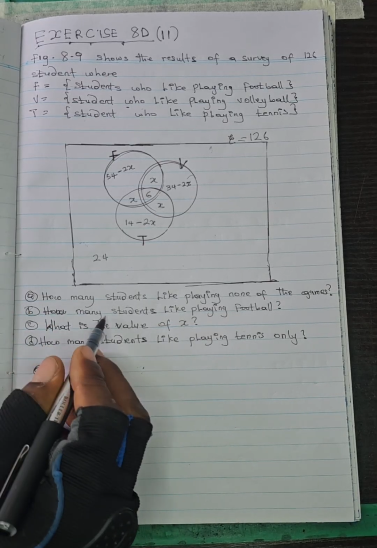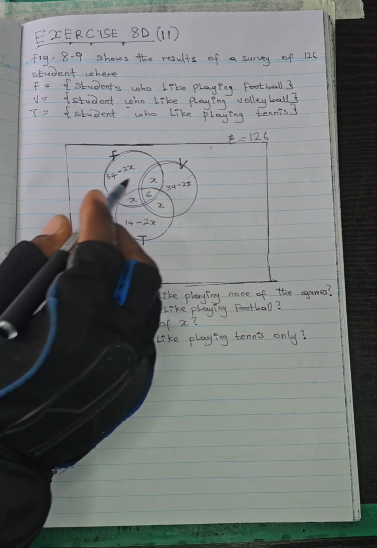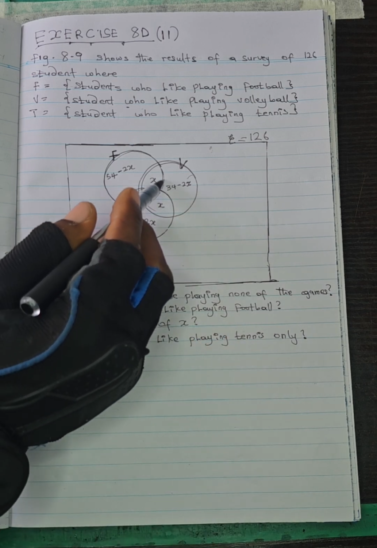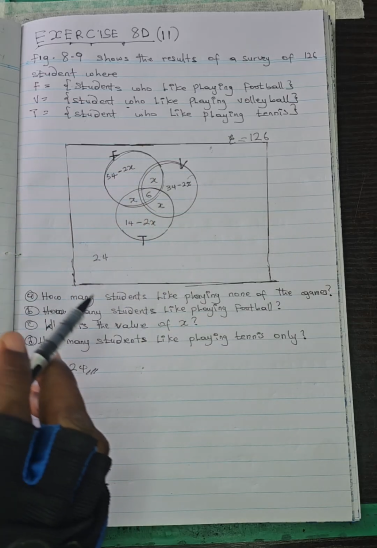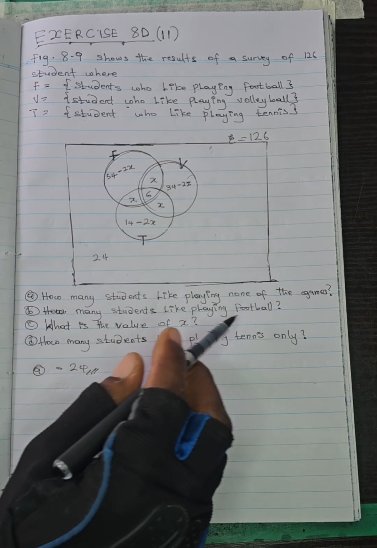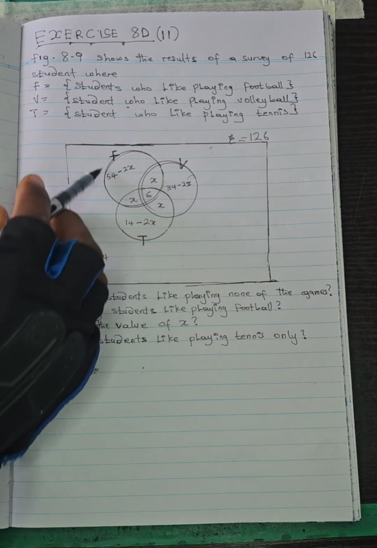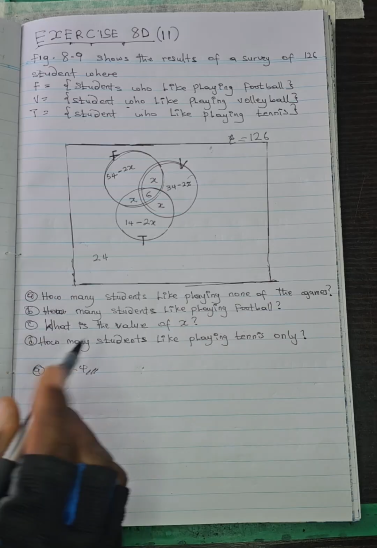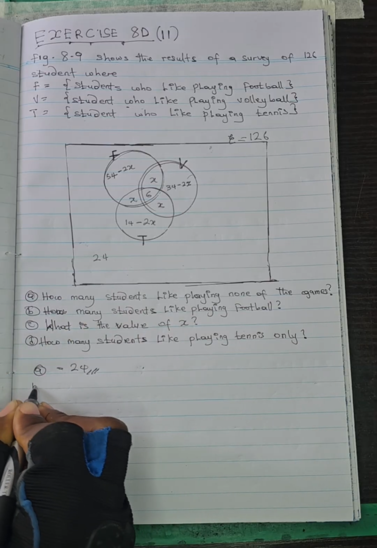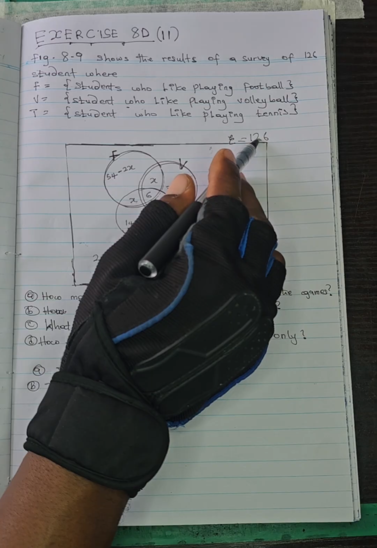The second one says, how many students like playing football? Now, to find how many students like playing football, we have to consider the whole of this circle. The total number in the whole circle gives us the number of students that like playing football. Mind you, there is no "only". If there is "only", that's what we consider only here. Are we together? So first, you have to solve for x. Now, let's go to number B. We all know that everything here should give us 126.